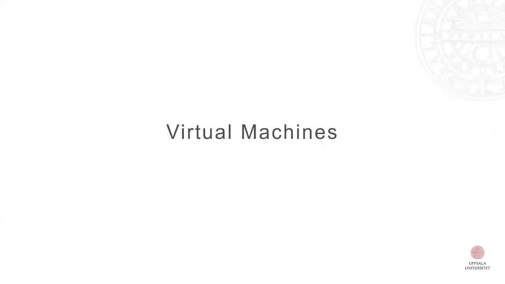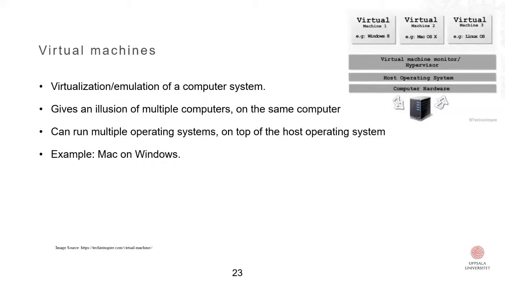So we have so far talked about different functionalities of the operating system. Now we will continue with a different term called virtual machines. Virtual machines give virtualization of a computer system. It gives an illusion of having multiple computers on the same computer, and the user can have the illusion that they are running different operating systems or multiple operating systems on their systems.